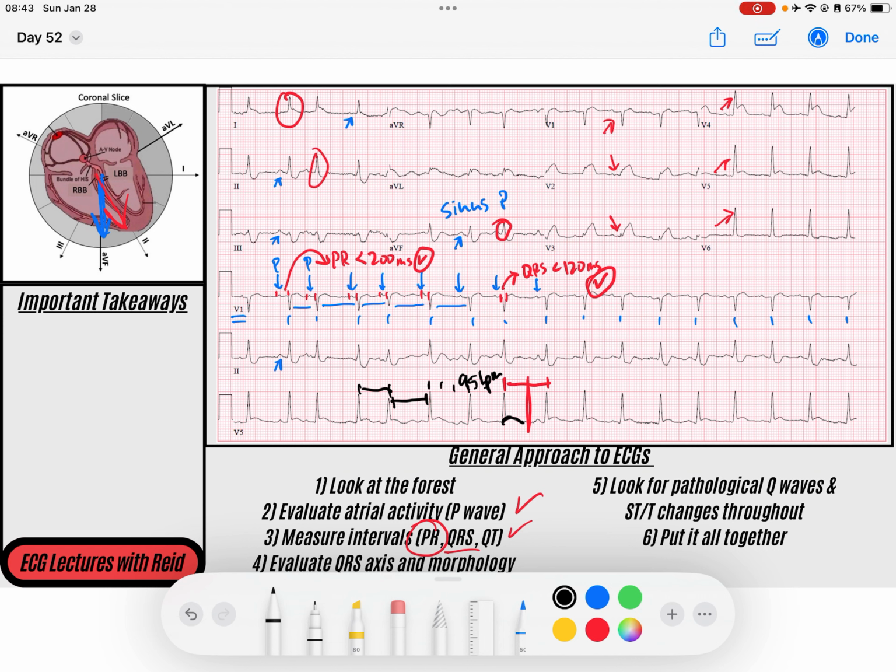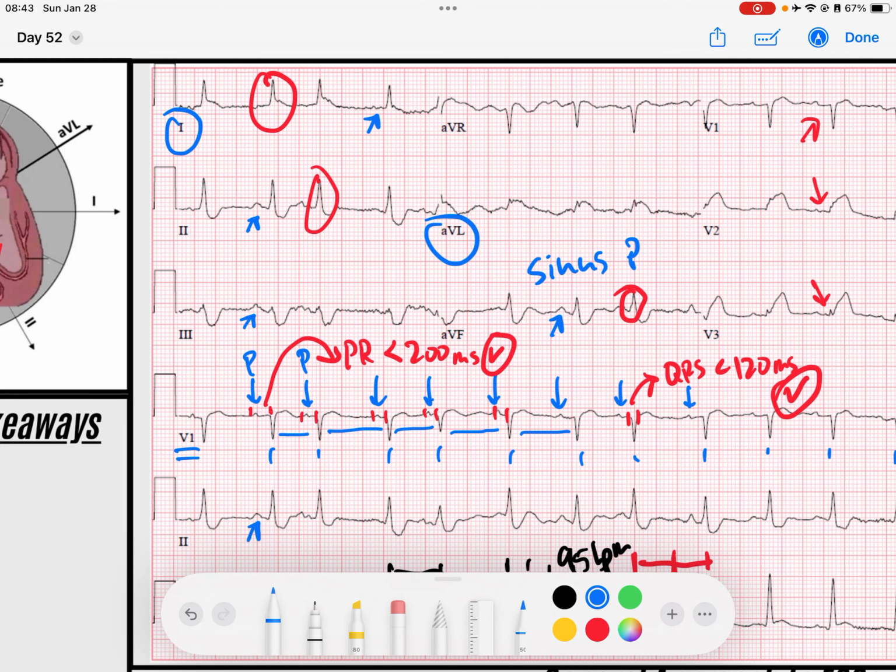And so the last thing we're going to do is look for pathological Q waves and ST and T waves, and this is really where this rhythm starts to pop out to me. I scan through my anatomical leads. Everybody has a different approach, but I'll start with my lateral leads 1 and AVL first, and I do see a little bit of ST elevation here. My ST segment is there, my baseline is there, so I see some ST segment elevation in lead 1. In AVL, I also see ST segment elevation. You can see it especially here.